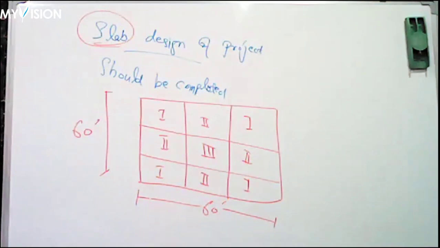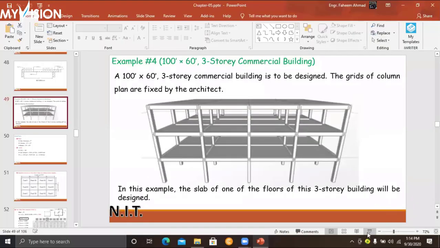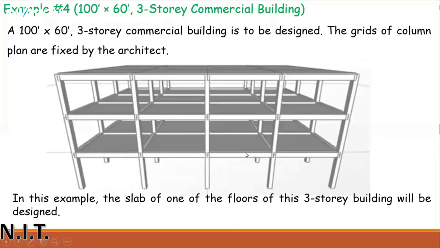This is the example. Let me show you. Example number 4. You can take help from this example. This example is very similar to the project which is assigned to you. This is your group task.